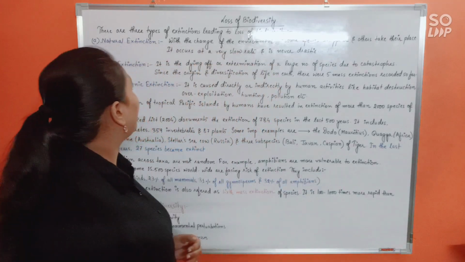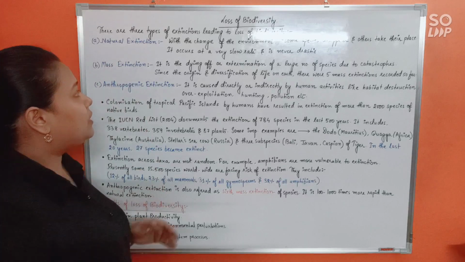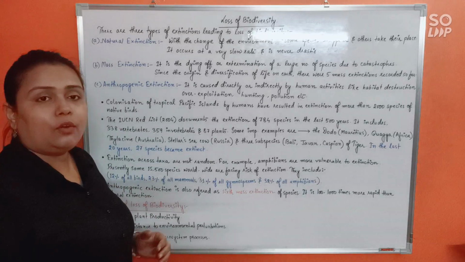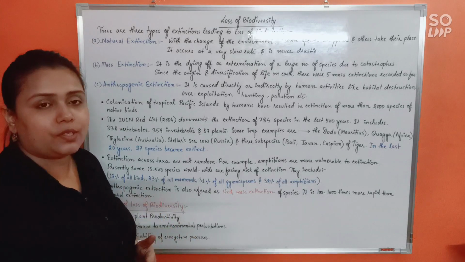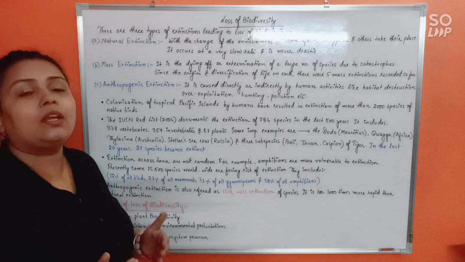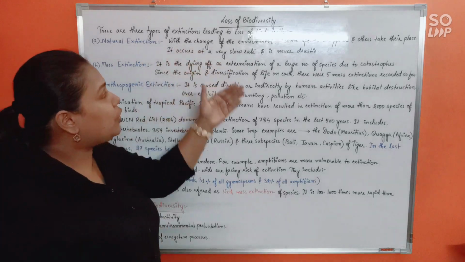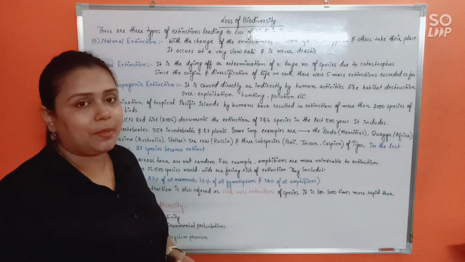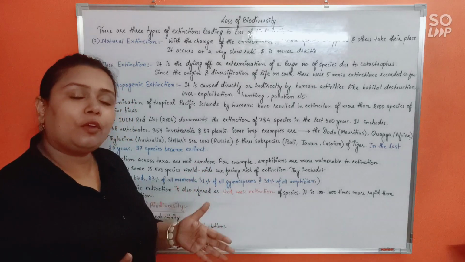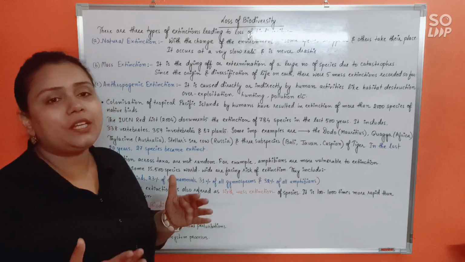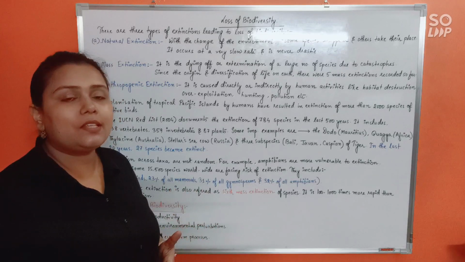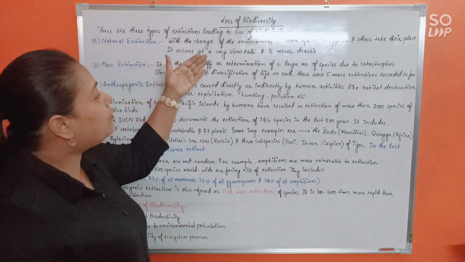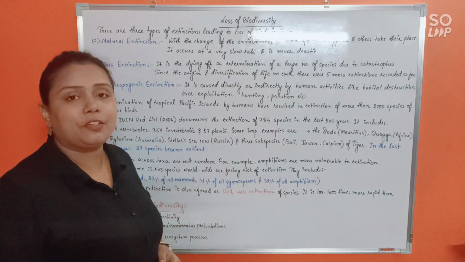See, there are three types of extinctions leading to loss of biodiversity. First is natural extinction. Natural extinction is a very slow process and it does not harm the ecosystem to a large extent. With the change of the environment, some species would disappear and the others would take their place, isn't it? So if one of the species is becoming extinct, the other one is anyways replacing it. In that case, it is not going to cause instability of the ecosystem. It occurs at a very, very slow rate and is never drastic.